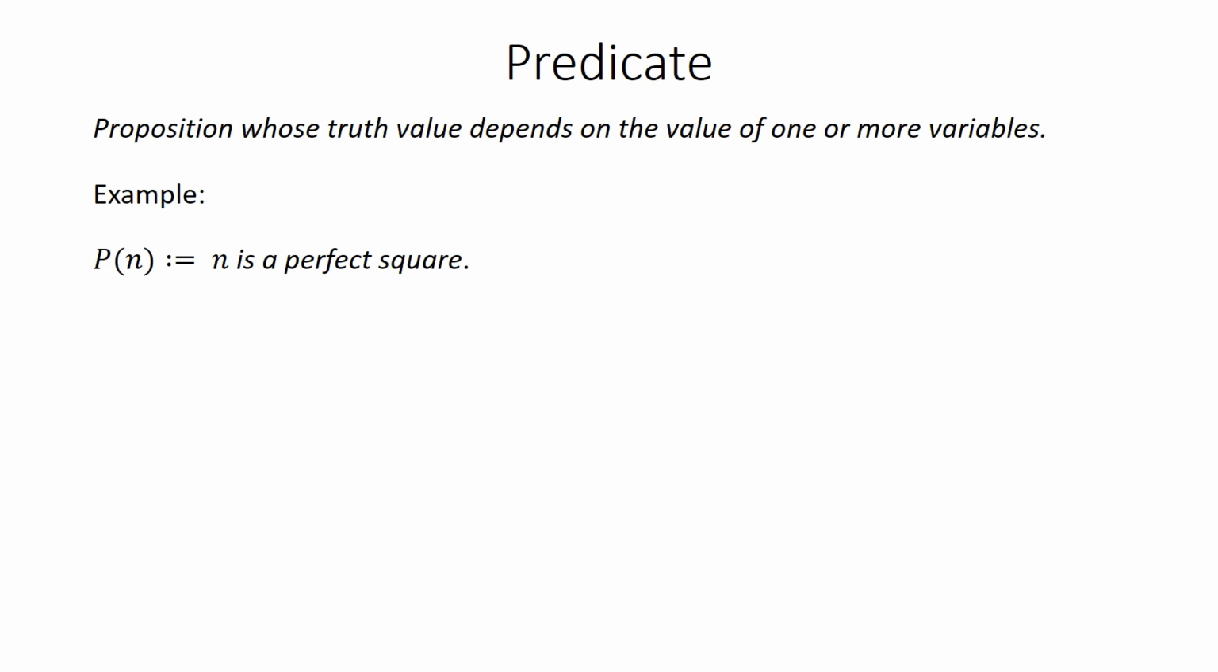Quite often we do want to talk about propositions whose truth value depends on the value of one or more variables. In particular, we want to make general statements about implications for the set of all natural numbers or all integers which satisfy a certain property, and so on. And this brings us to predicates. Here's an example of a predicate. The predicate P of n states that n is a perfect square. I'm going to assume here that n is an element of Z plus, so the variable takes values in Z plus, which is the set of all positive integers. So Z plus here happens to be the universe of discourse.